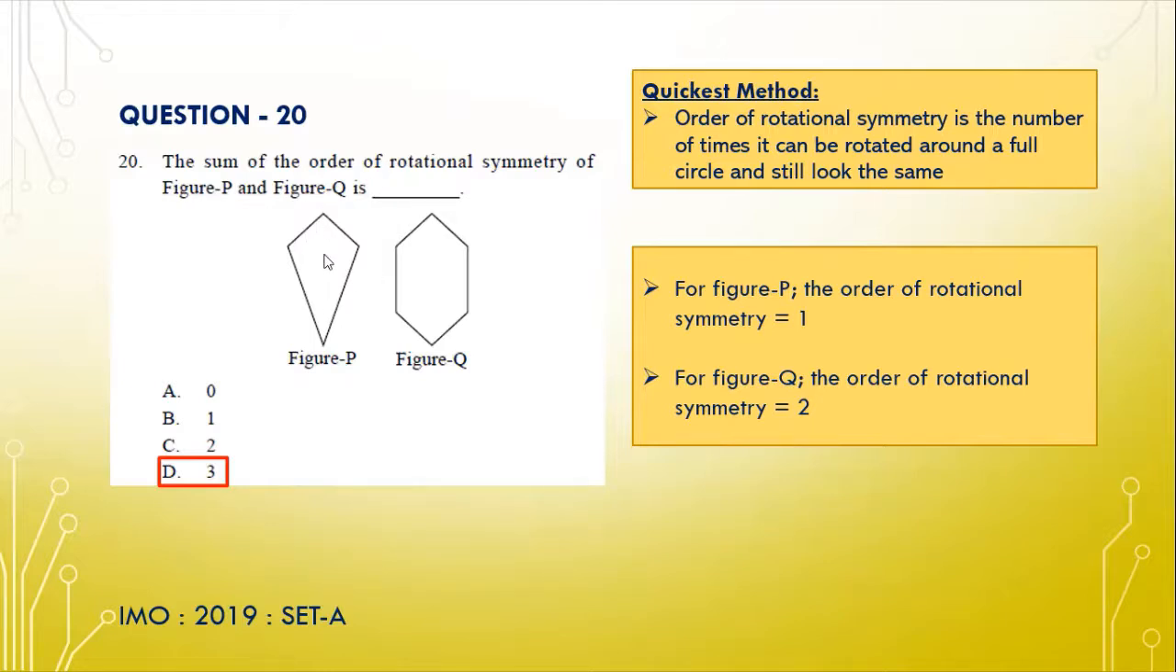Figure P: if you rotate it along the center, you will notice that only in this position it will look the same as figure P. So order of rotational symmetry for P is 1. Figure Q is symmetrical across the y-axis as well as the x-axis. So the order of rotational symmetry is 2, because if you rotate it 180 degrees, the figure will also look the same. For figure P the order is 1. So 2 plus 1 is 3.